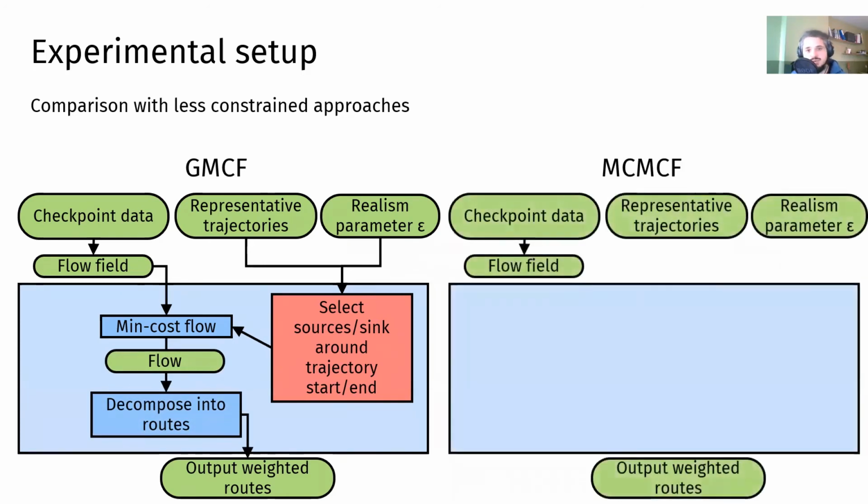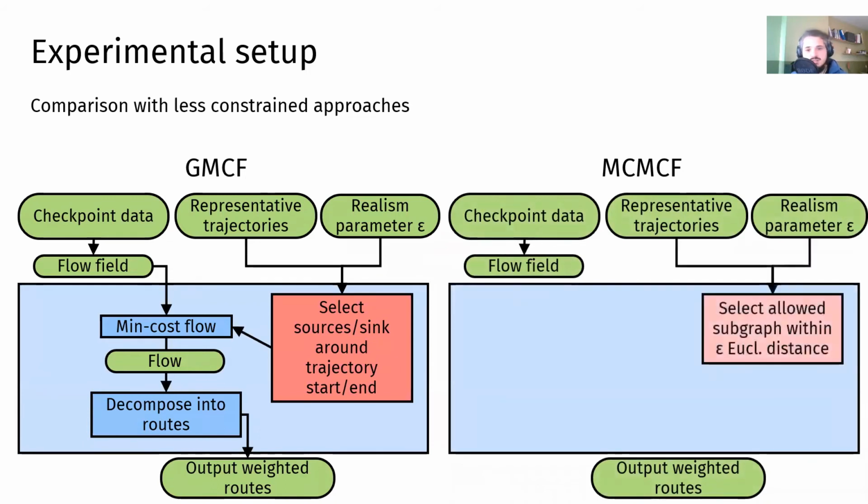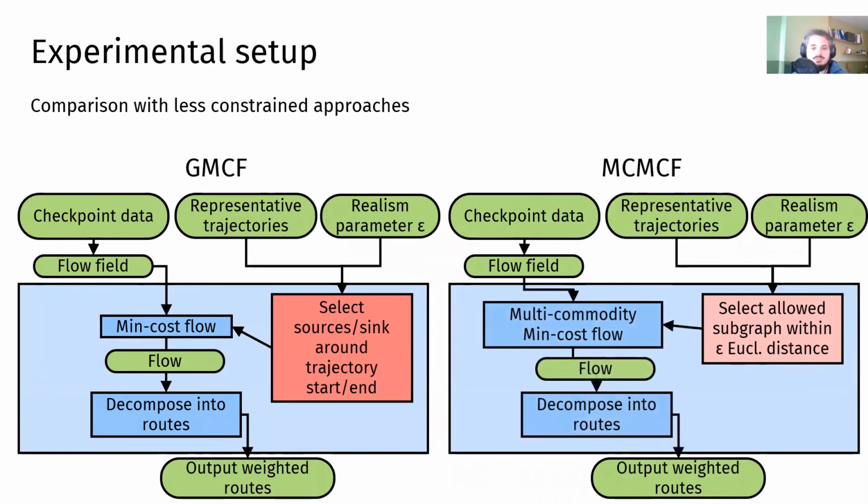And the slightly more constrained variant is the multi-commodity min cost flow approach, which essentially allows routes in a subgraph that's within epsilon Euclidean distance of some representative. And we feed this again in a min cost flow algorithm, get a flow, and decompose this into routes.